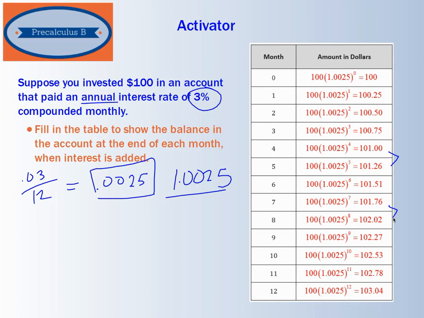It's an interesting thing that happens when we start compounding interest as opposed to just getting the interest at the end of the year. Had we just gotten the 3% at the end of the year, we would have finished with $103. But instead, we finished with $103.04. So there's a little bit of extra money gained due to that compounding, which is just an interesting thing to notice.